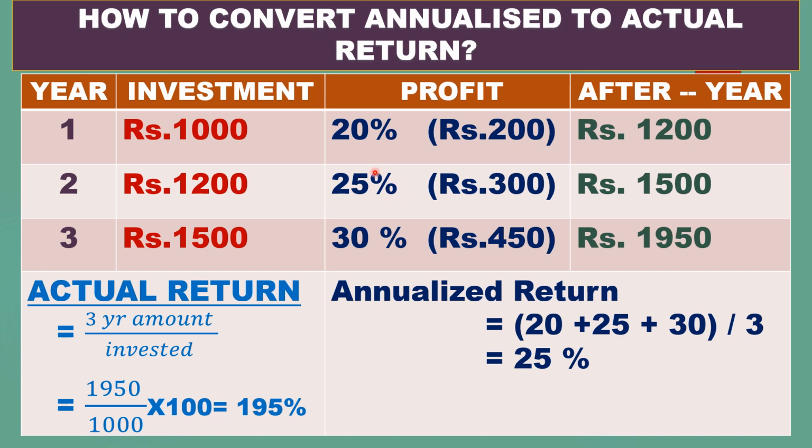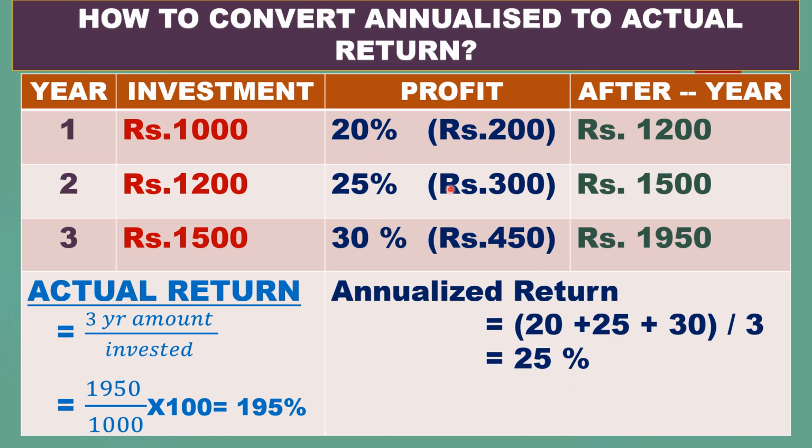Now in the second year, this is the amount we are compounding here, and for this amount, at the end of the second year, I get 25% return. Therefore 25% of this is rupees 300, and at the end of the second year, my investment amount has grown to 1500. Similarly, at the end of the third year, the final value is rupees 1950.